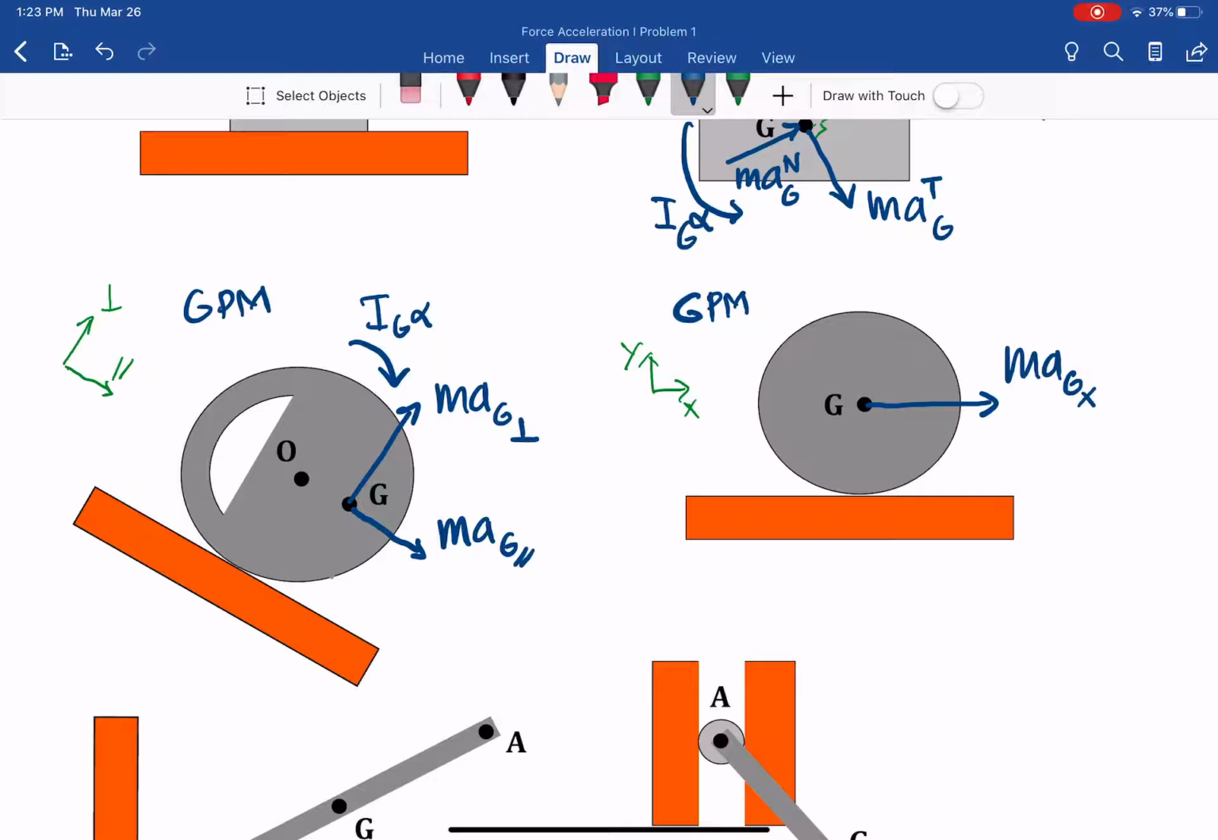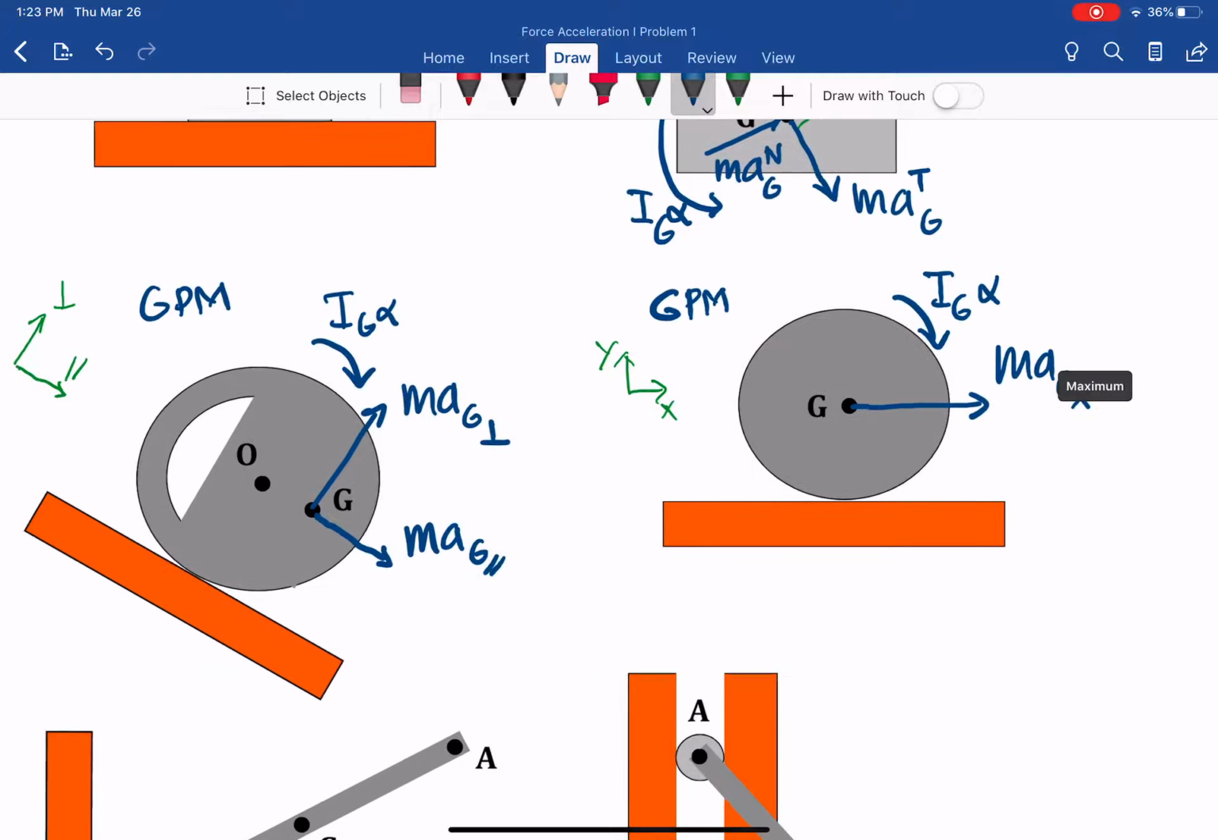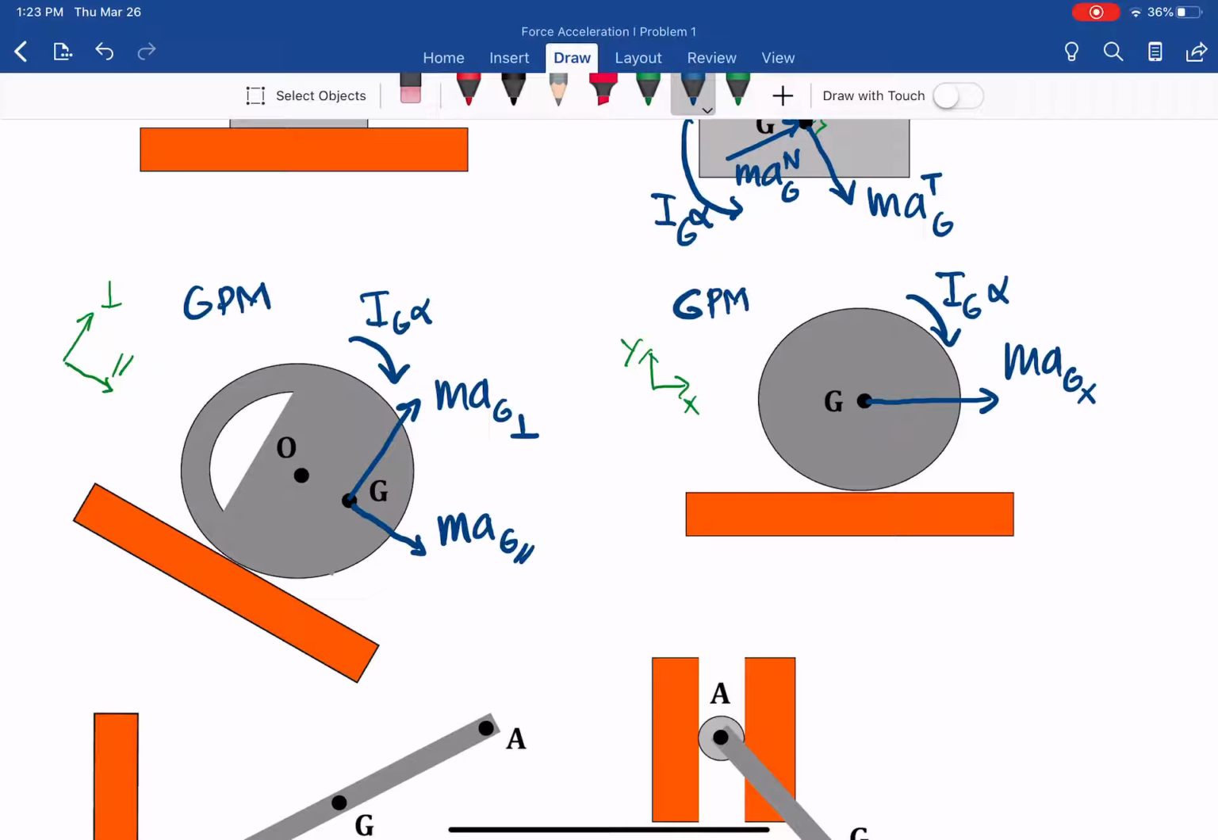And then because it's rotation, so we also have IG alpha. So as you can see, between the balanced wheel and unbalanced wheel, it's very different. If it's a balanced wheel, only two terms, MAGX, IG alpha.